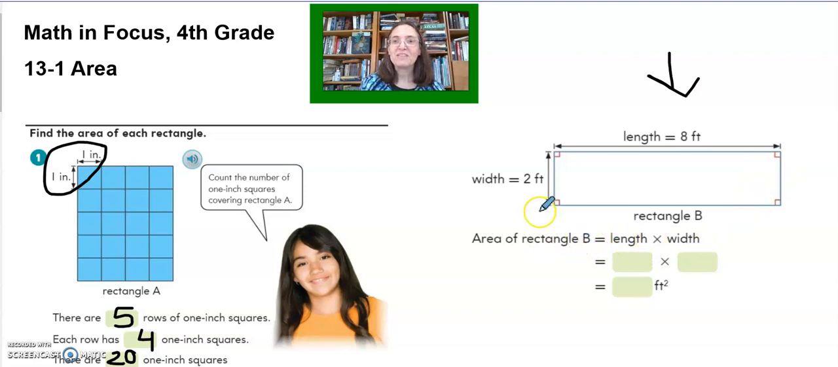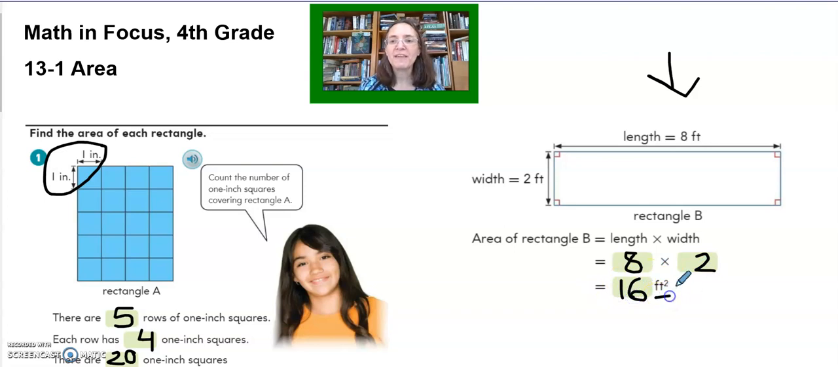It's your choice. So the area of rectangle B is equal to the length times the width. I always prefer to think of it as the height because it looks like it's going up and down to me in the picture. You can use whatever dimension words you want. So the length here is 8. The width that they give us right here is 2. And 8 times 2 is 16 square feet.